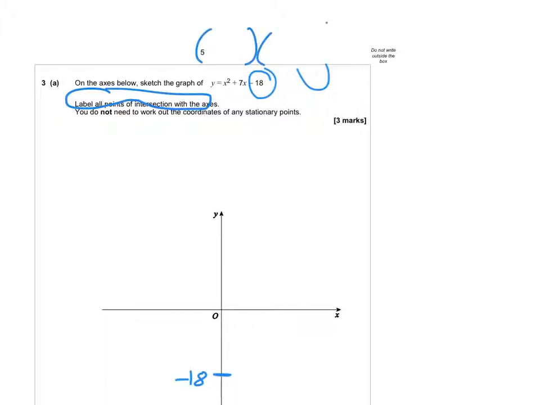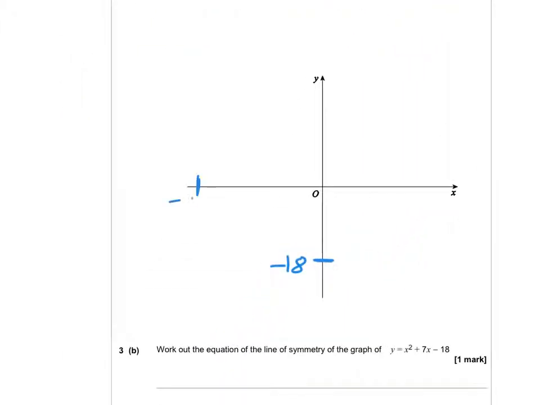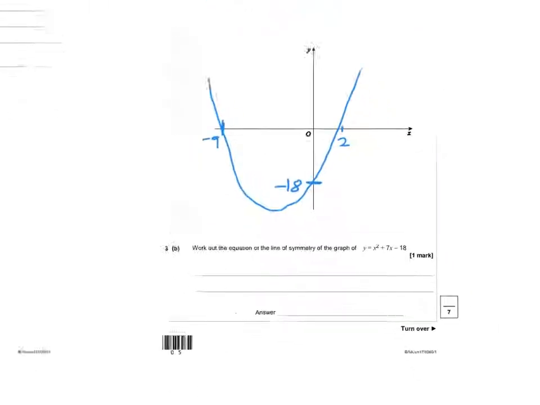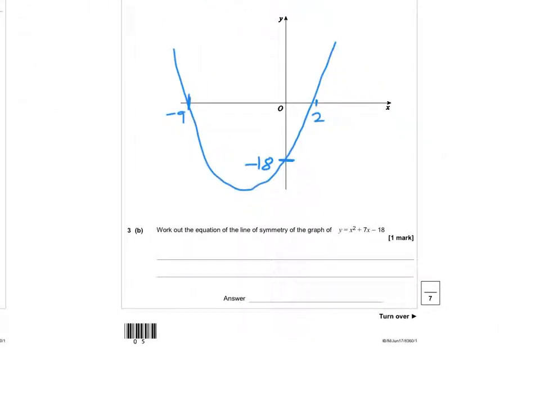So let's factorise it. (x + 9)(x - 2). And this will be 0 at x = 2, and x = -9. So that's going to be here, -9, and here 2. So I'm going to have a parabola like that. And so that's (-9, 0), (2, 0), and (0, -18).